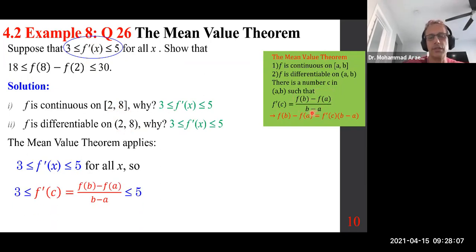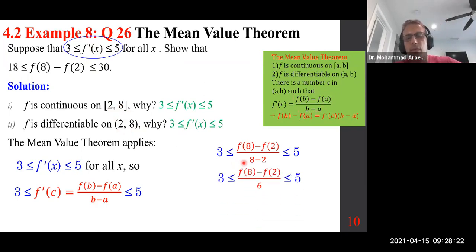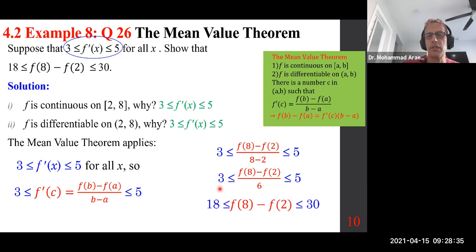We are going to calculate this. f of 8 minus f of 2 over 8 minus 2. What is 8 minus 2? 6. So replace this with number 6. 6 is a positive value. Multiply all sides by number 6. This becomes 3 times 6, 18. 5 times 6 is 30. And that's a proof.